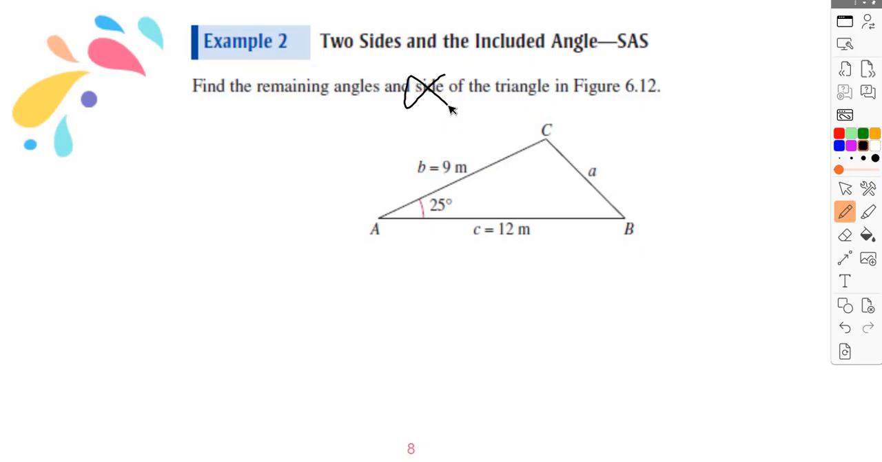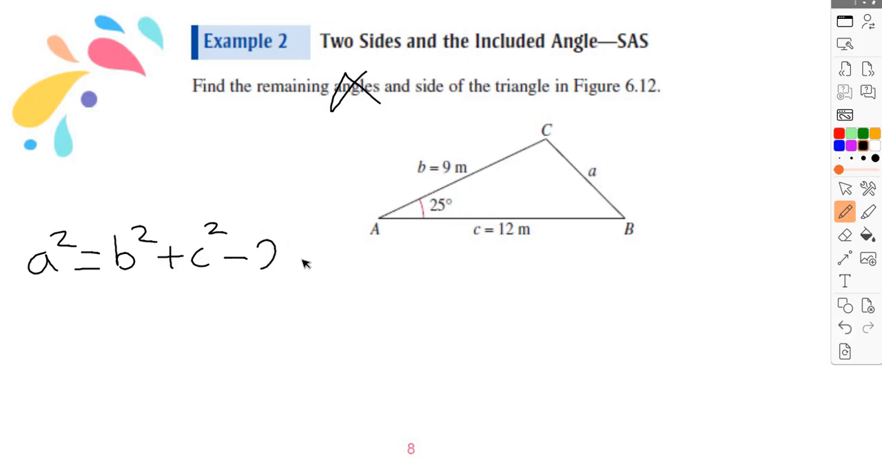So that means in this case, we want to solve for the side first. We're just not going to solve for the other angles yet. So we're going to solve for that little a, which means that we're using a squared equals b squared plus c squared minus 2bc cosine of big A.